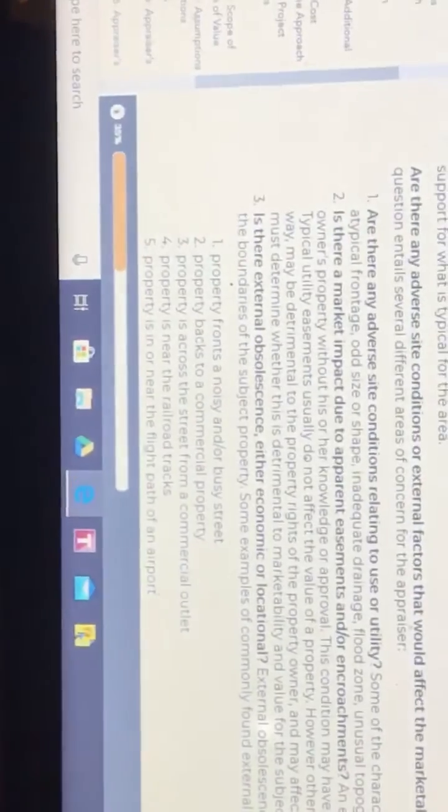Number 3, is there external obsolescence, either economic or locational? External obsolescence is a loss in value due to conditions outside the boundaries of the subject property. Some examples of commonly found external obsolescence are: 1, property fronts a noisy and/or busy street.